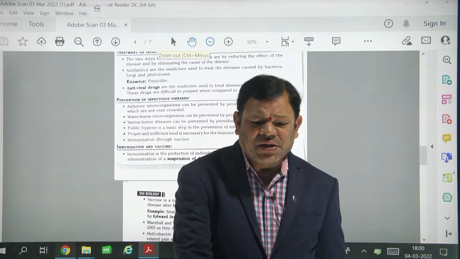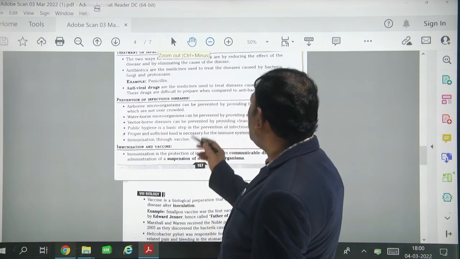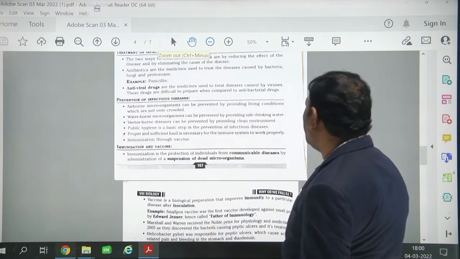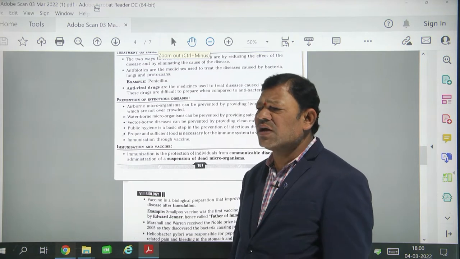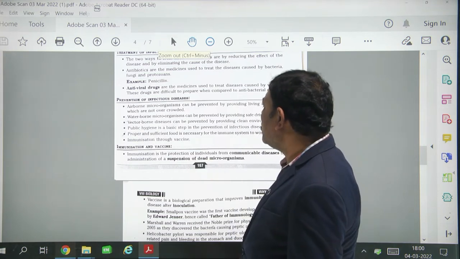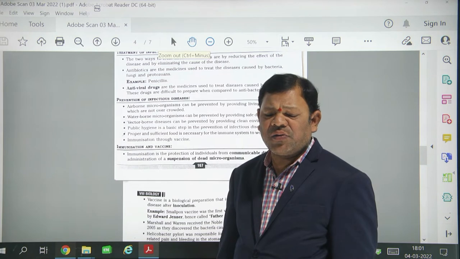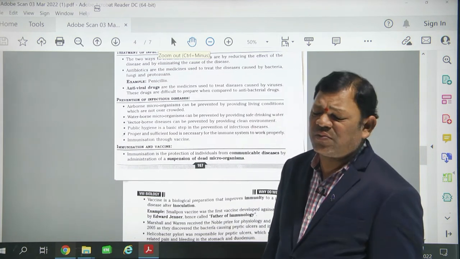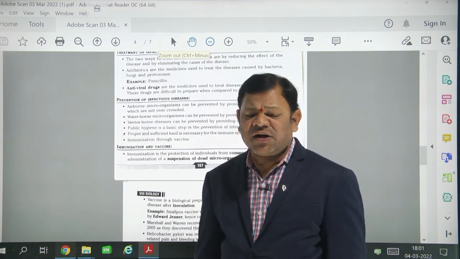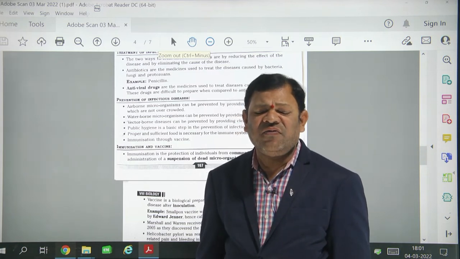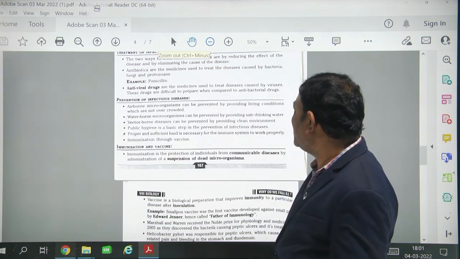So now coming to the point, how can we prevent airborne diseases? Airborne microorganisms can be prevented by providing living conditions which are not overcrowded. Limited people, then we can control airborne diseases. Waterborne microorganisms can be prevented by providing safe drinking water. You can boil and cool that water, then drink it, and we are free from waterborne diseases. Vector-borne diseases we can prevent by providing a clean environment, clean and green in our surroundings, then we are free from the vector. And public hygiene is a basic step in the prevention of infectious disease.